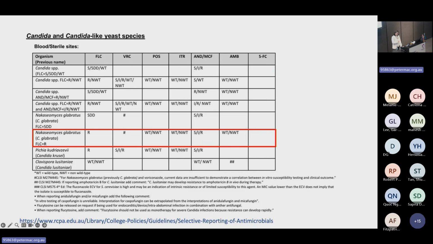And I guess as a reference lab, one of the other issues that we have to think about is that if a lab is referring an isolate to us to be tested against a panel of antifungals, can we really justify withholding most of the results, or do we just release all of the results to the referring lab and let them report them how they see fit? I don't know. These are things we're thinking about.